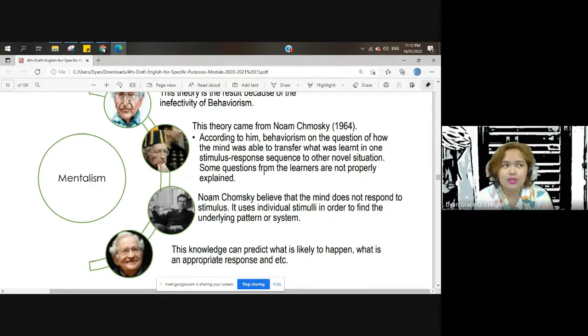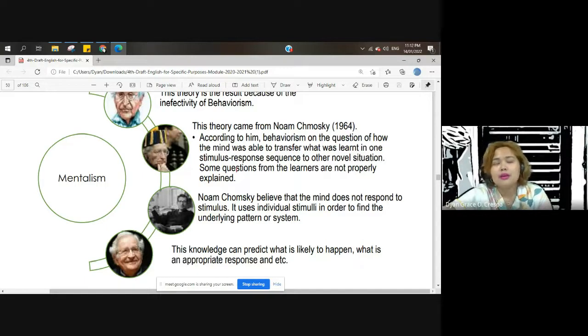Kaya sabi ni Noam Chomsky, that the mind does not respond to stimulus. It uses individual stimuli in order to find underlying pattern or system. Hindi lang daw siya stimulus but rather meron ang ating mind na sariling pattern at sariling system. Hindi siya basta-basta. He believes that the mind is very beautiful. Ayan. This knowledge can predict what is likely to happen.